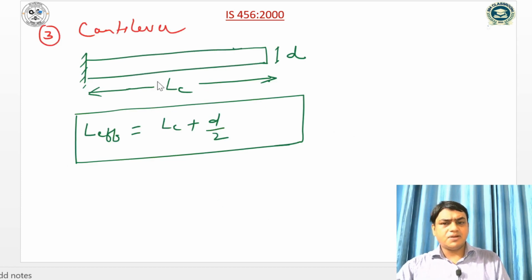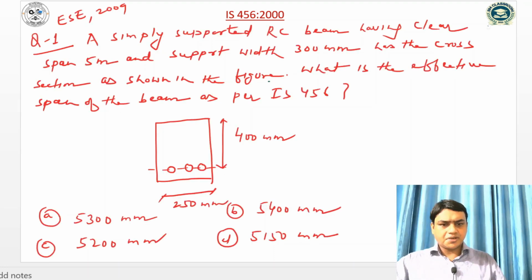And for the cantilever beam, the IS code suggests that the codal provision is that the effective span is equal to the clear span plus half the effective depth. So let us take a problem based on the effective span of the beam.